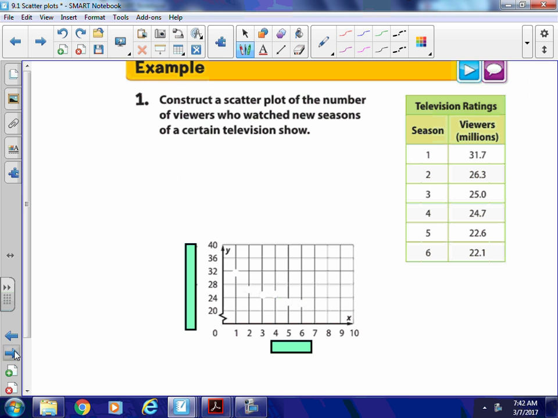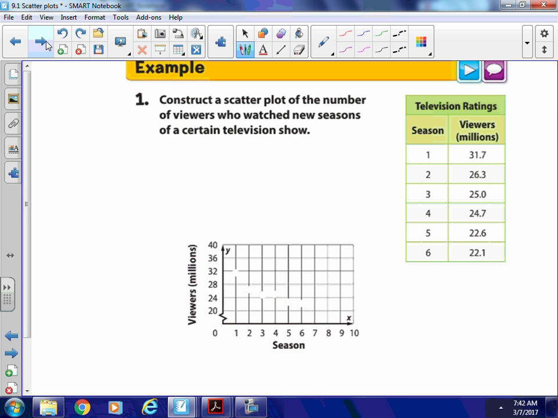So this is bivariate. Construct a scatter plot of the number of viewers who watched a TV season of a certain television show. So we know the x values go here and the y values go here. Our x values are the number of seasons and our y values are the number of viewers. Notice x is here and y is there. So we know how to fill this in. X is our seasons and y will be our viewers in millions of people.